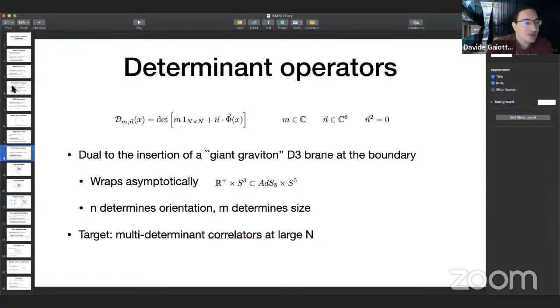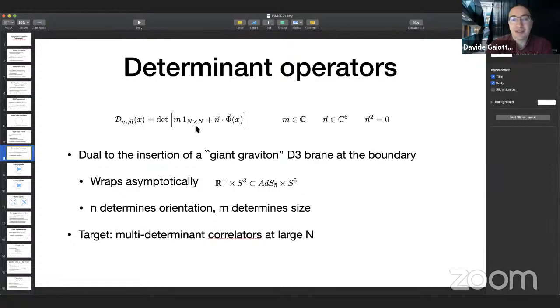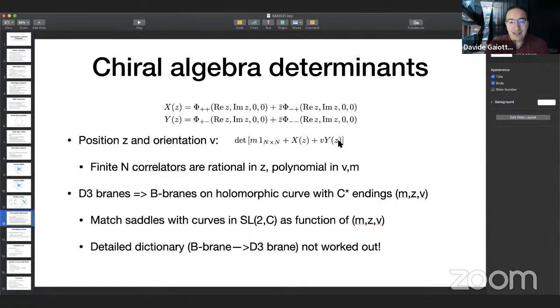So essentially, as I was mentioning, in the chiral algebra subsector, you pick some linear combinations of four of the scalar fields. You can just put those specific linear combinations inside your determinants. So I'm going to study something like the determinant of M plus Xz plus Vy. In the chiral algebra subsector, I'll have determinants which depend on 3 parameters: the position Z, V that controls the linear combination, and M that controls the size.